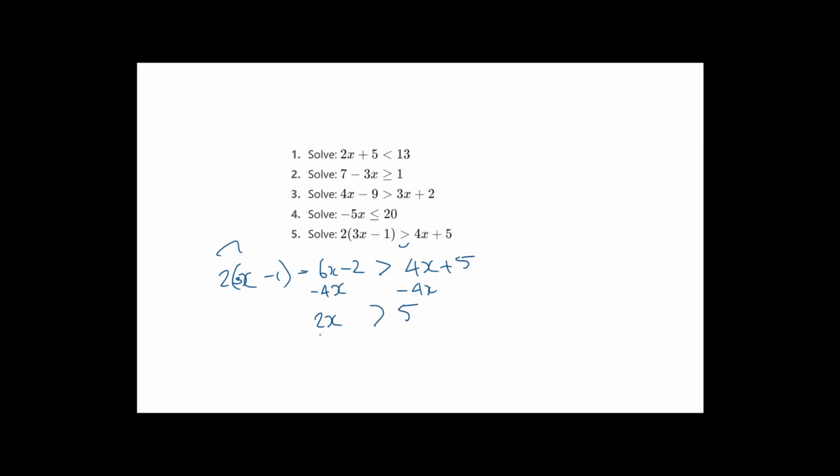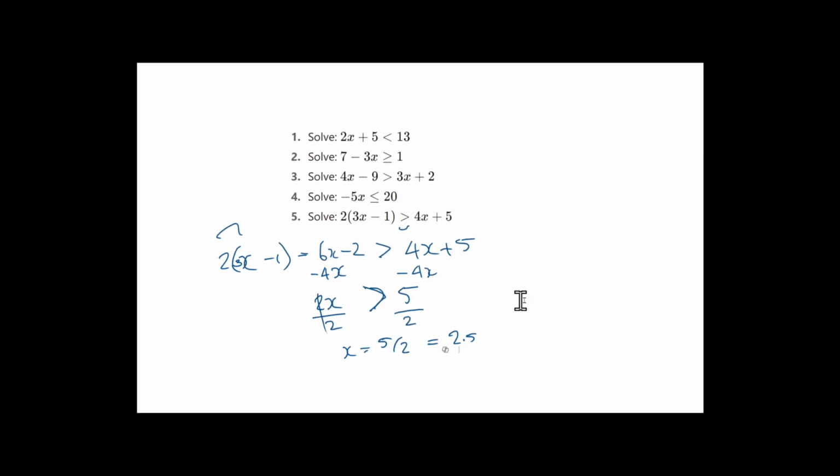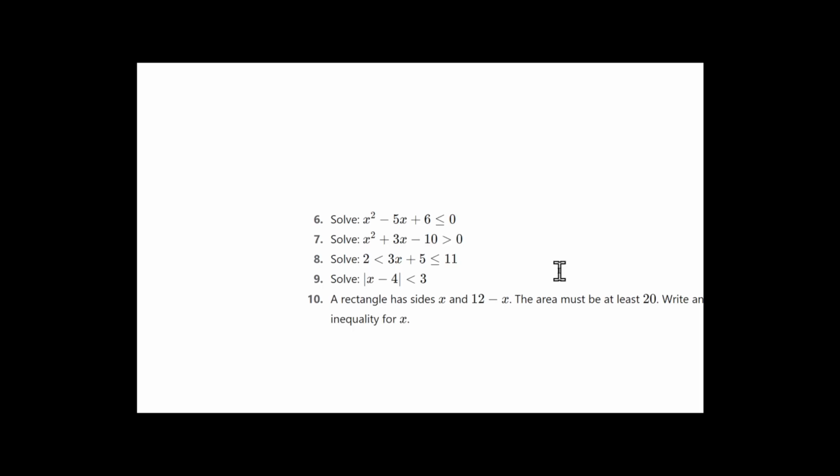And then we want to divide by 2. They're going to cancel. This is not going to flip because it's not a -2. So x must be greater than 5 over 2, which is 2.5. That's that. All right.